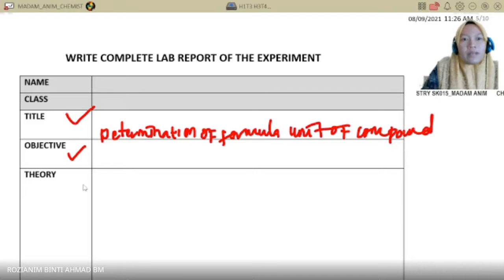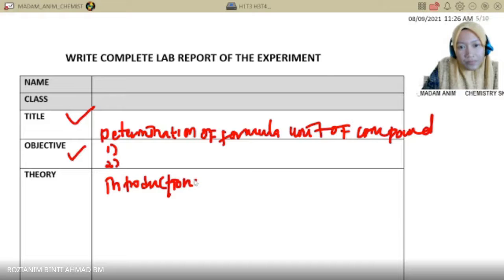And then the objective, as in your lab manual. There are two objectives. For the theory, you just copy from the concept in the introduction.